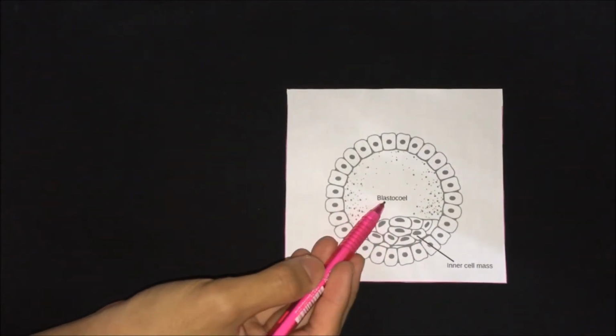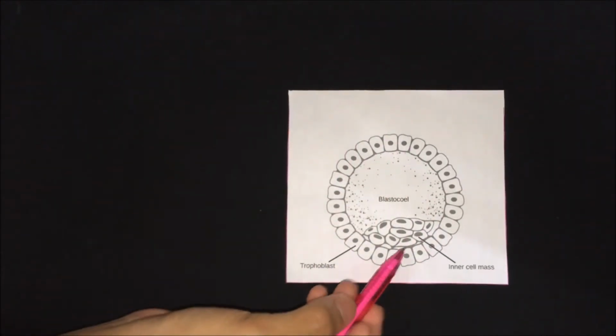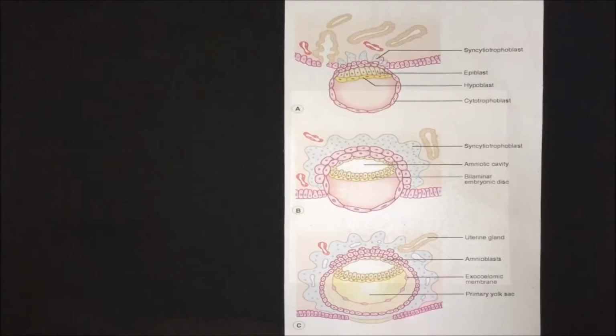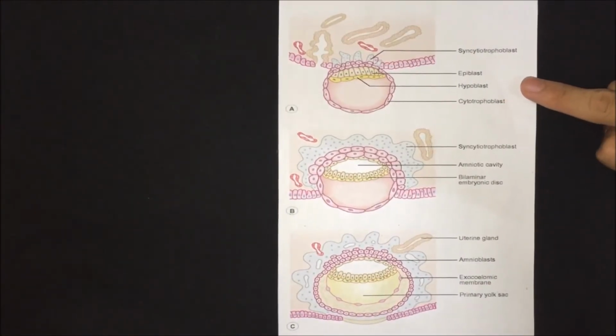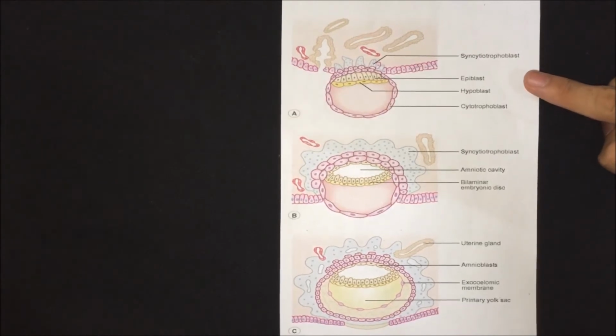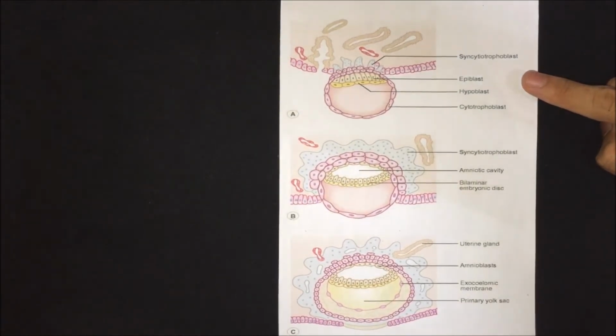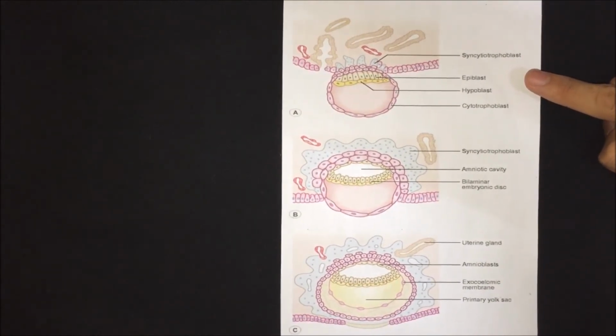The outer cell layer around the blastula is called the trophoblast. The mass of cells inside the blastula is called the inner cell mass. At this stage, the embryo is called a blastocyst, the mammalian version of the blastula. The cluster at one end of the blastocyst cavity is a group of cells called the inner cell mass, which then develops into the embryo.